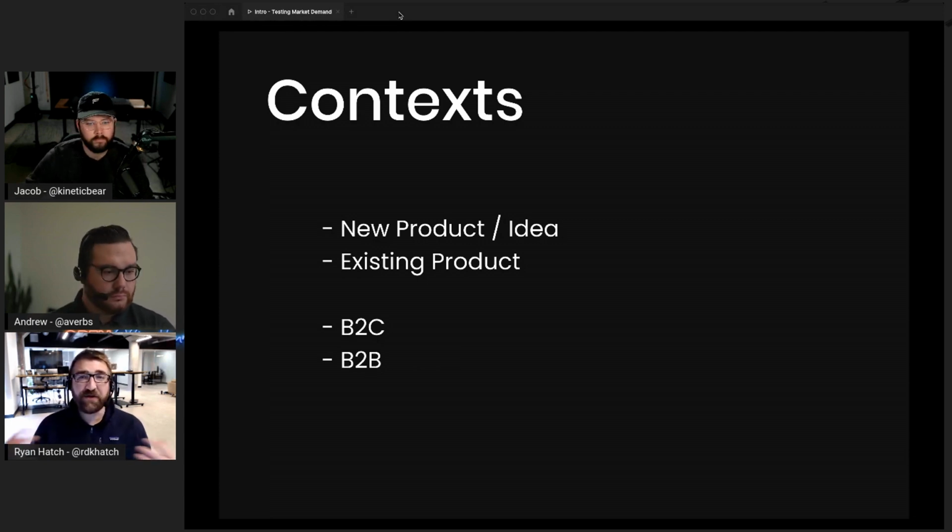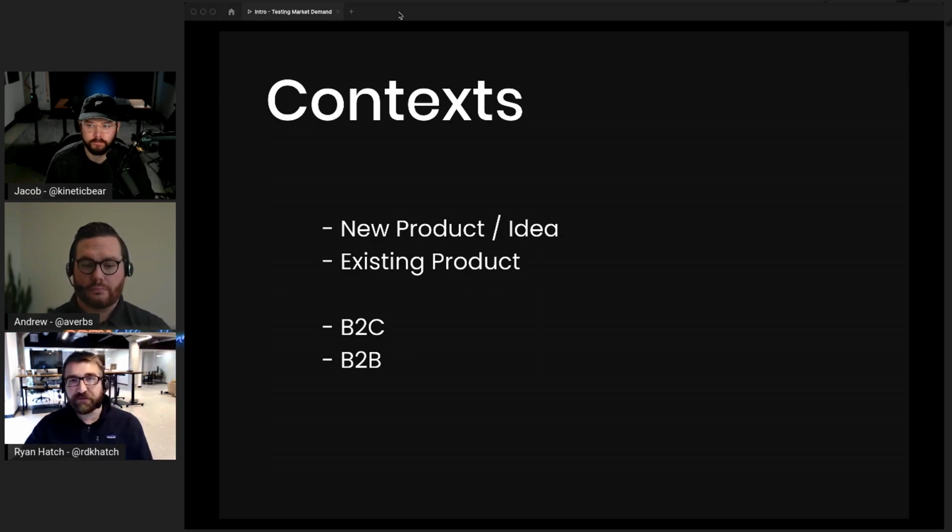B2C, there's a whole bunch more tooling. It's a lot more straightforward to set up ads and paid ads, or maybe you have an existing product, you can pull people in off of your sales funnel or off of your marketing channels in for these conversations. So a lot of it's going to depend on the context you're in.